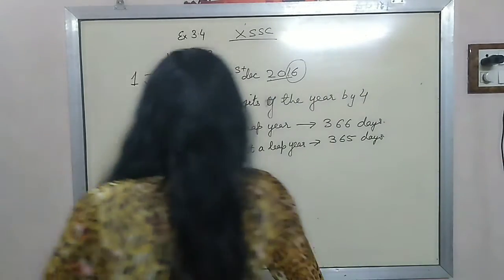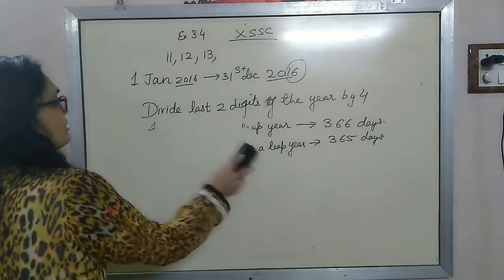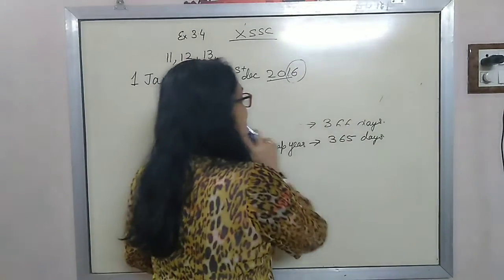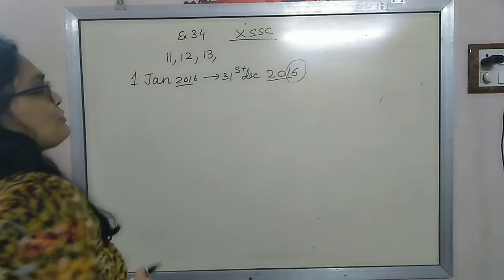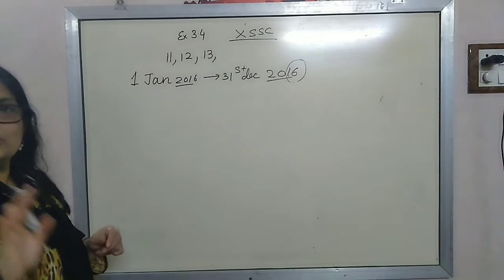Okay, so now let us check this for 2016. The last 2 digits is 16. 16 is divisible by 4. Yes, 4 4s are 16. So it is a leap year. So the number of days is 366.